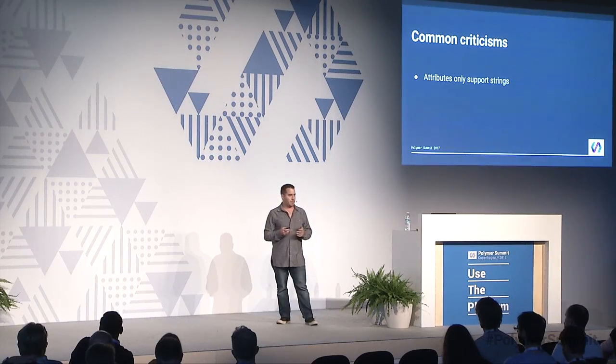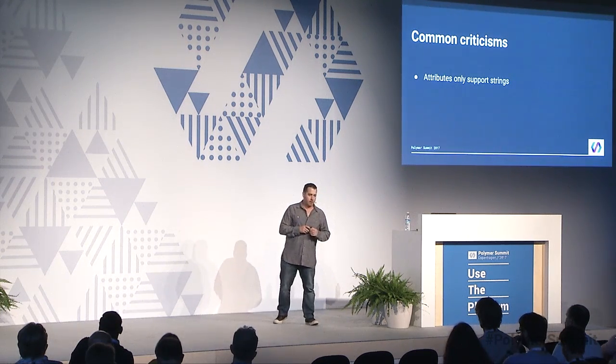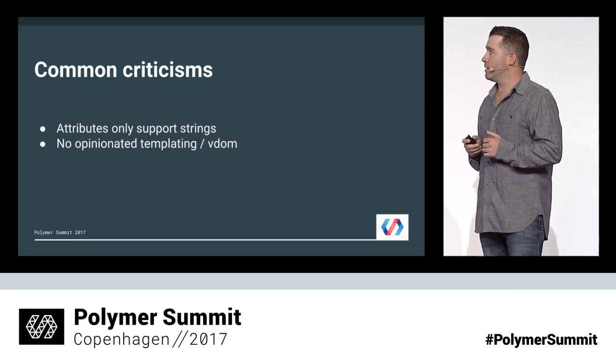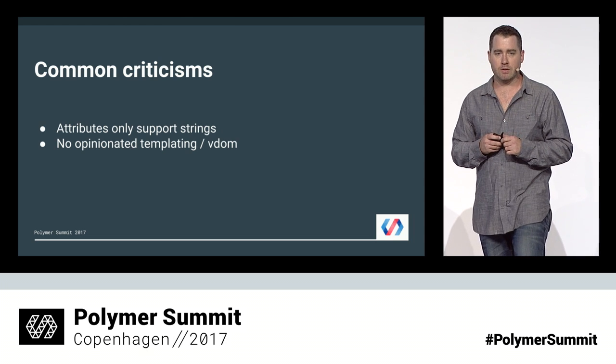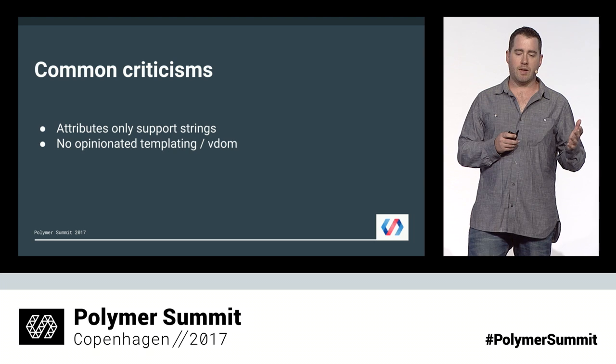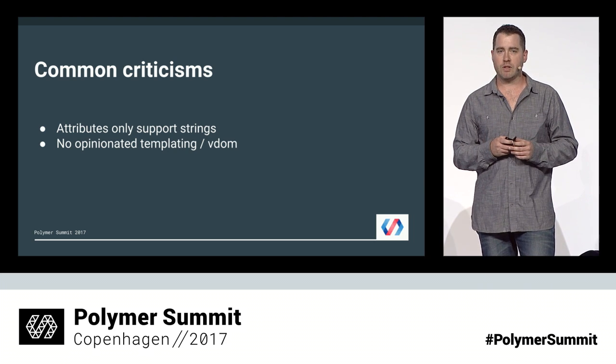The first one is that you can't represent complex data structures with attributes. It's always been an issue with HTML, but it's not really specific to web components. And Polymer and Skate kind of help you get around this because they set properties, and they manage that property to attribute reflection for you. So it's not really a must-have. The second one is that there's no opinionated templating model. And Polymer and Skate kind of do this for you, too. And there's also libraries like lit.html and preact to weave into your custom elements. So it's not really a must-have.